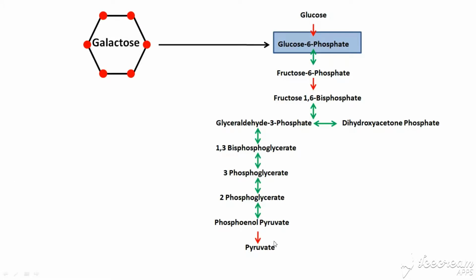So right here we have the overview of the glycolysis pathway, and as we can see, the metabolism of galactose is going to enter the glycolysis pathway at the level of glucose 6-phosphate. Now note that glucose 6-phosphate comes before the rate limiting step, which is the conversion of fructose 6-phosphate to fructose 1,6-bisphosphate. So the metabolism of galactose is going to be slower than the metabolism of fructose.